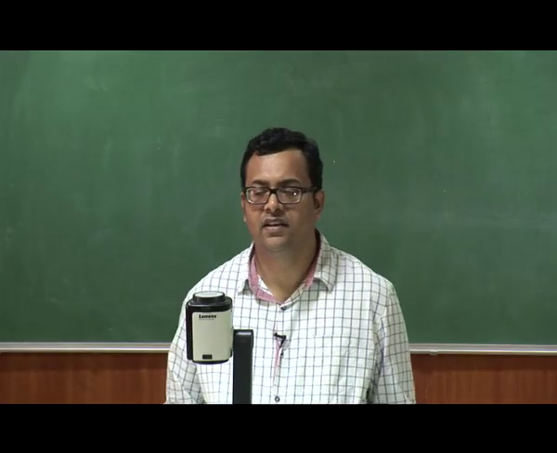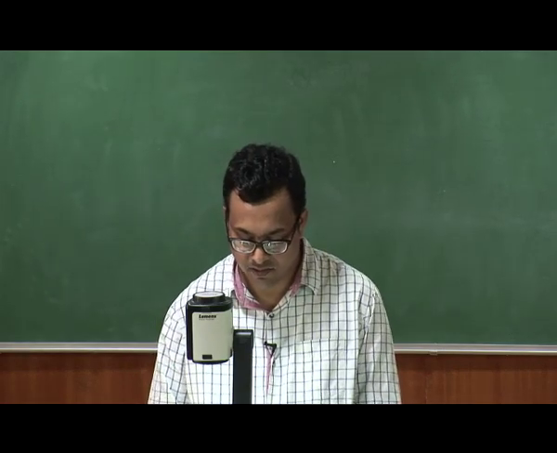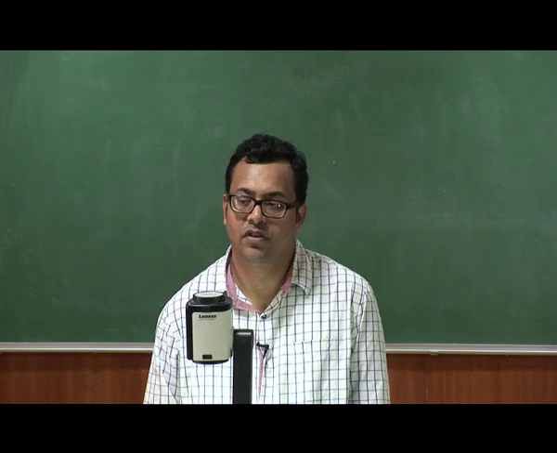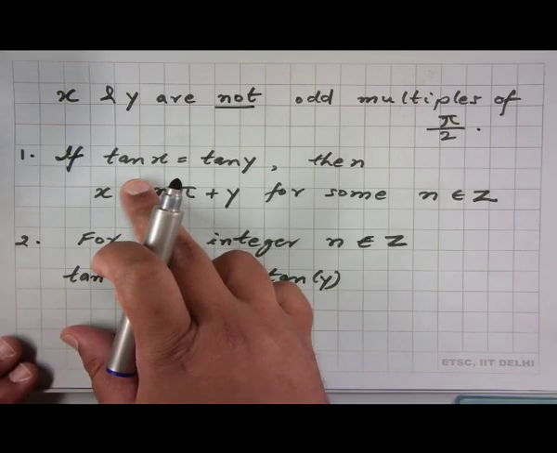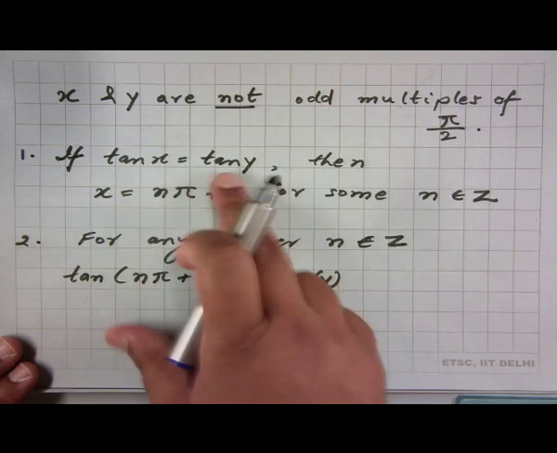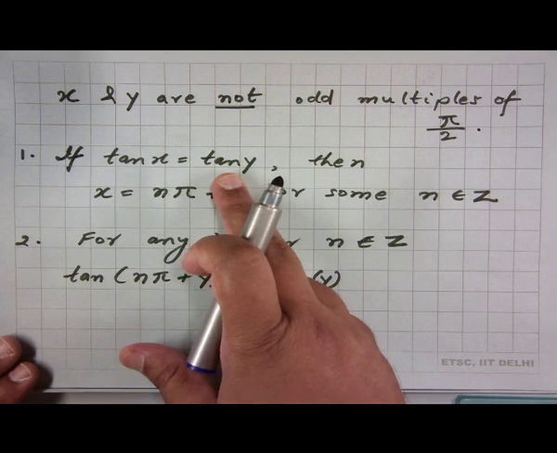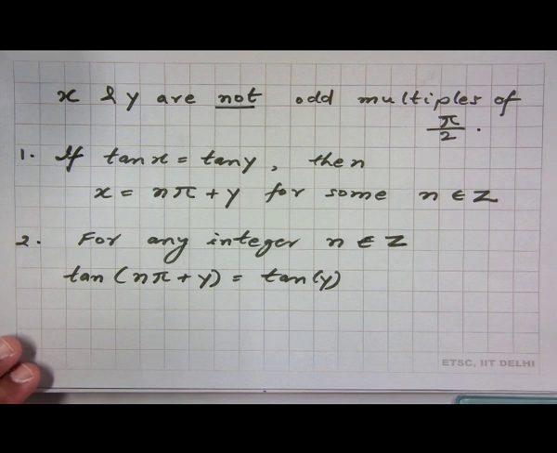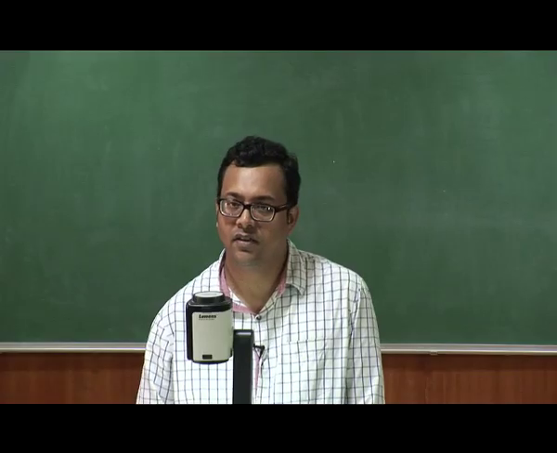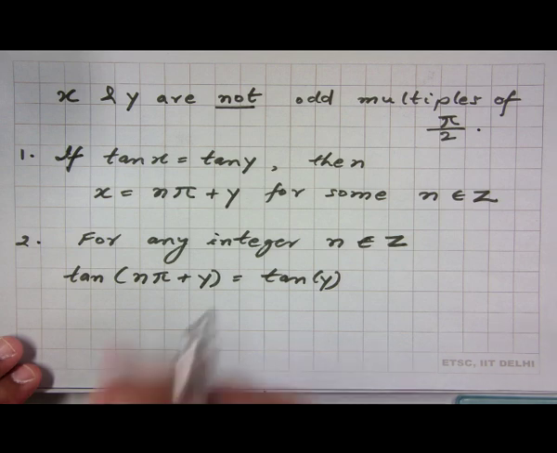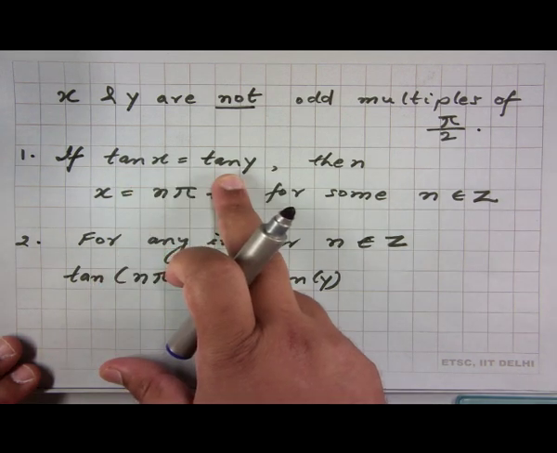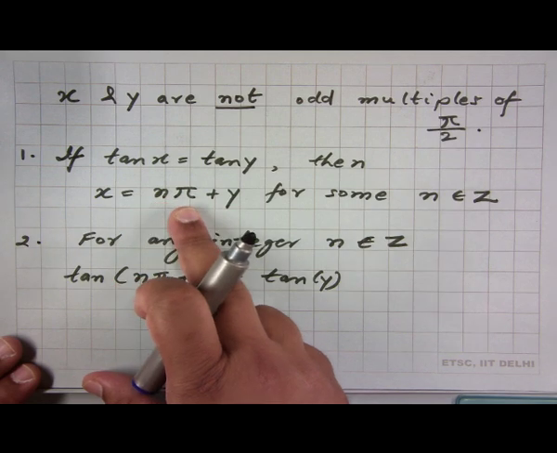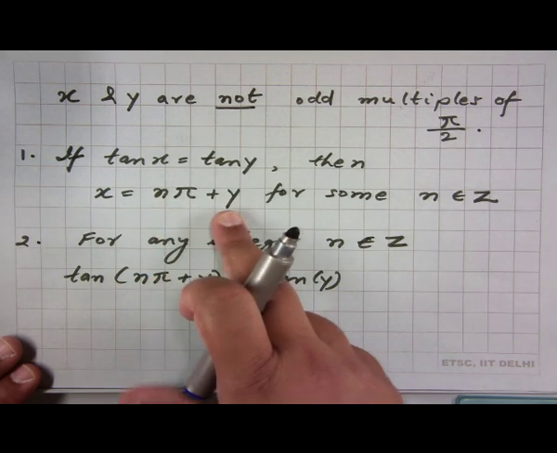So, just like sin x equal to sin y and cos x equal to cos y, we will also try to get the general solution to any trigonometric equation of the form tan x equal to tan y. Of course, here both x and y should not be odd multiples of pi by 2, because tan of an odd multiple of pi by 2 is not finite. So, we will show that if tan x equal to tan y, then it must be true that x is equal to some integer multiple of pi plus y.